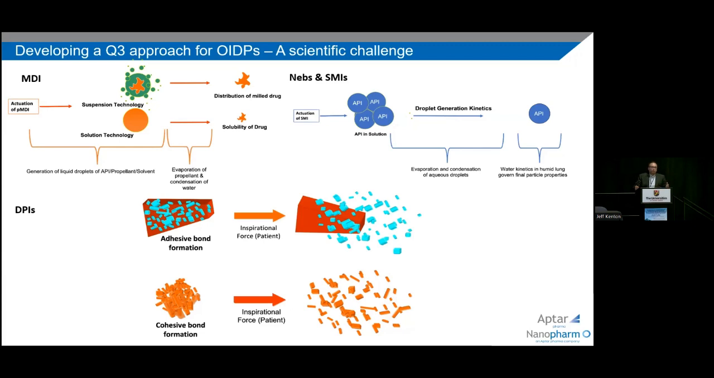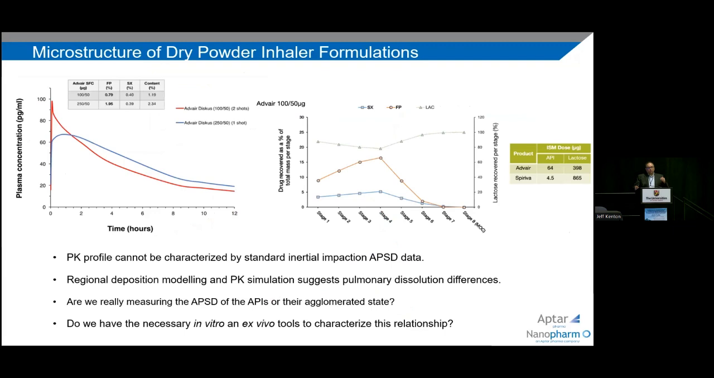With DPIs, we are always fighting the cohesive-adhesive balance of these systems. We're trying to overcome the cohesion of the drug whilst maintaining flowability. And as a result of that, we end up creating a formulation microstructure. In essence, if I just move on with the DPI story, Advair was a great learning curve for all of us.